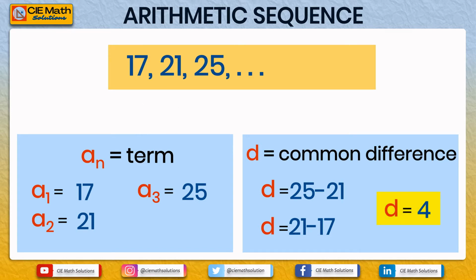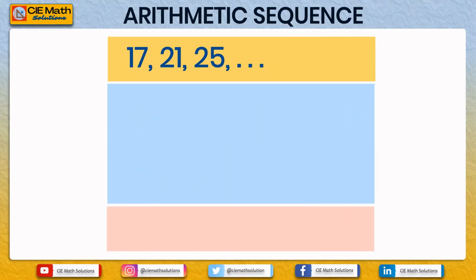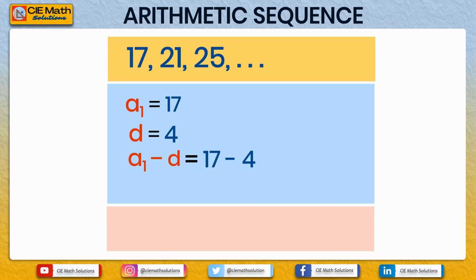Let us also recall the process of finding the general rule for a given arithmetic sequence given its first three terms. Using the same arithmetic sequence, 17, 21, and 25, we know that A1 is 17, D is 4, A1 minus D is 17 minus 4, that is equal to 13. Therefore, the general rule is an equals 4n plus 13. If you would like to learn and practice more on these prerequisite concepts, you may click on the link above this video or in the description below.